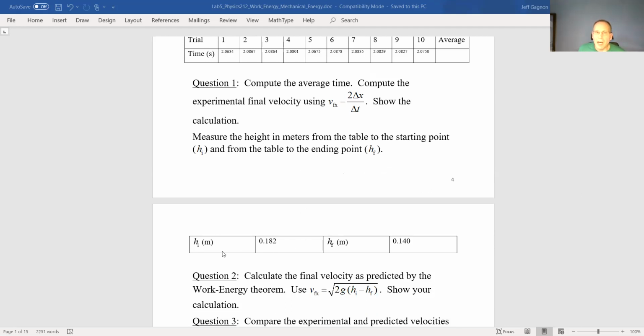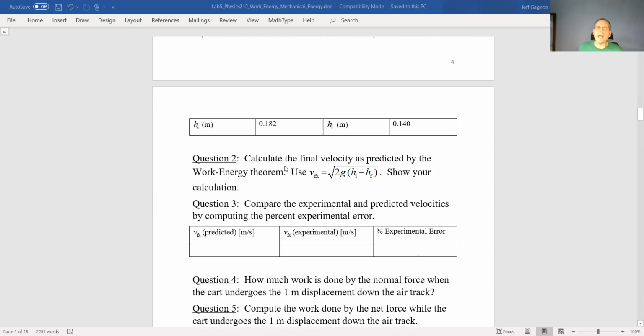Then I measured the height at the highest point, which I'm calling h initial, and at the lowest point, h final. So these are the heights in meters. Now we can calculate the final velocity as predicted by the work energy theorem. That was this formula. Fill in the table here. Predicted is from question 2, experimental is from question 1, and then compare them by computing the usual percent experimental error. And make sure that you show me that calculation for the percent error.